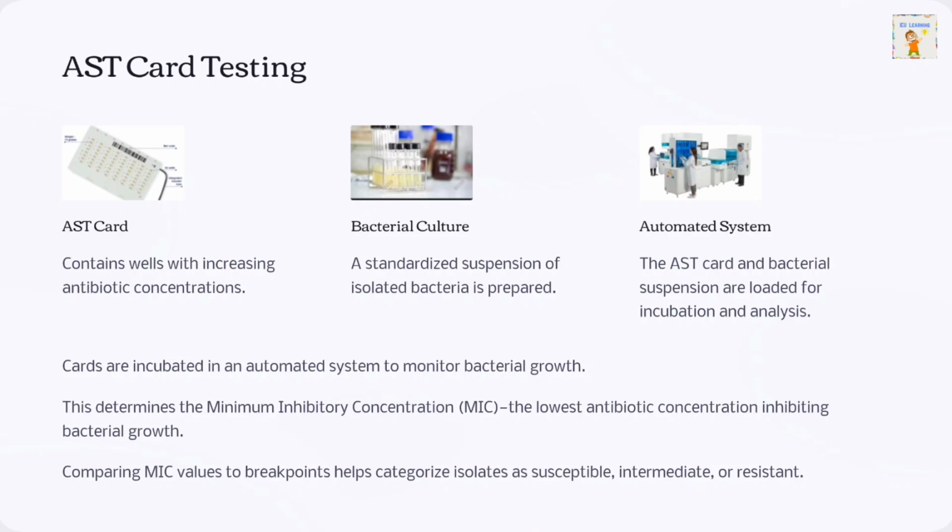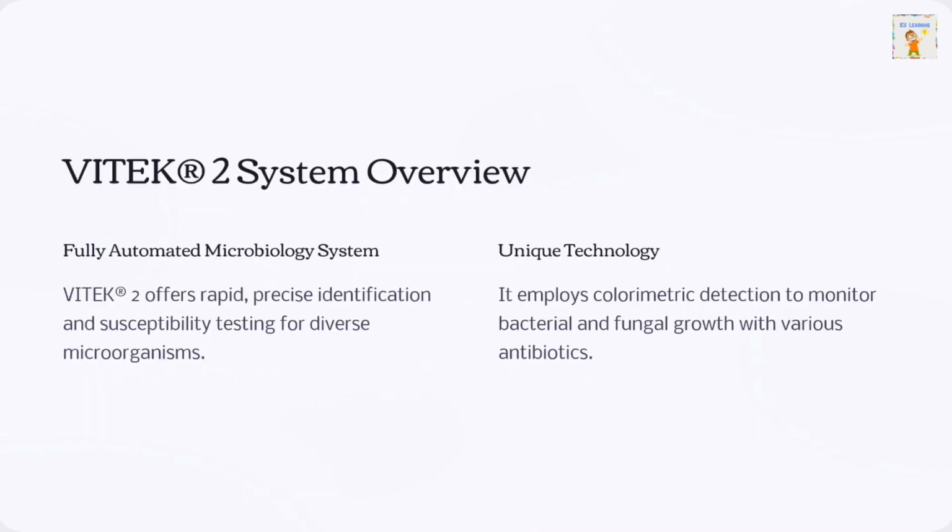This method gives us the MIC value. We will discuss MIC in subsequent slides. Now we are using the Vitek2 system in our hospital, and I think most hospitals are using this. It is a fully automated microbiological system. It provides rapid and accurate identification and susceptibility testing for a wide range of microorganisms. This system uses a unique technology called colorimetric detection to measure the growth of bacteria and fungi in the presence of different antibiotics.